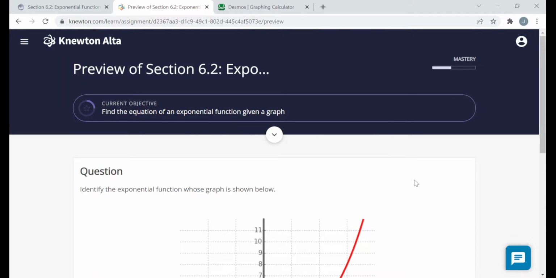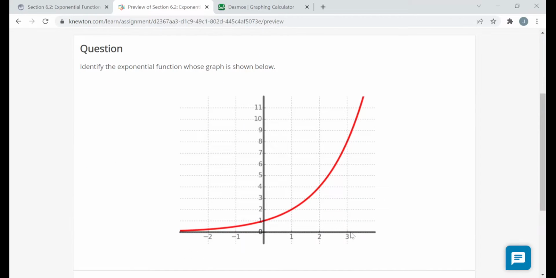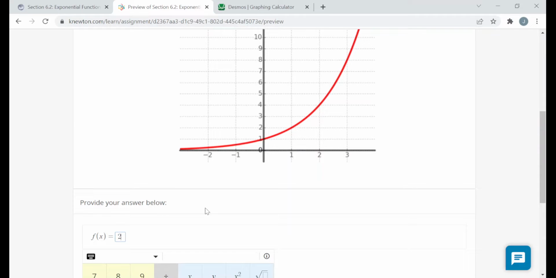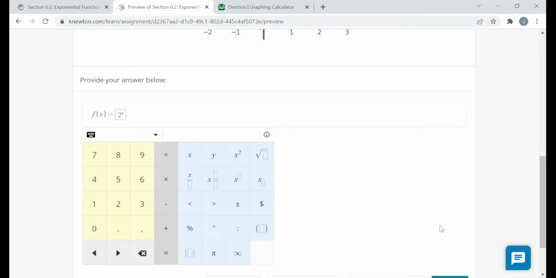Alright, so another one like that. Find an equation, and once again, here the horizontal asymptote is the x-axis, so it's got to have that a times b to the x form, and it's got the point 0, 1. It's got the point 1, 2, 2, 4. This is just 2 to the x. F of x equals 2 to the x. I can very easily see that, and hopefully you could too, but it's just f of x equals 2 to the x, this one.